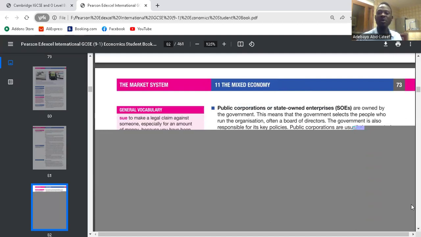Public corporations or state-owned enterprises. These are government enterprises too, but government employs people to hold it. So they are directed by government appointees. Is it clear?